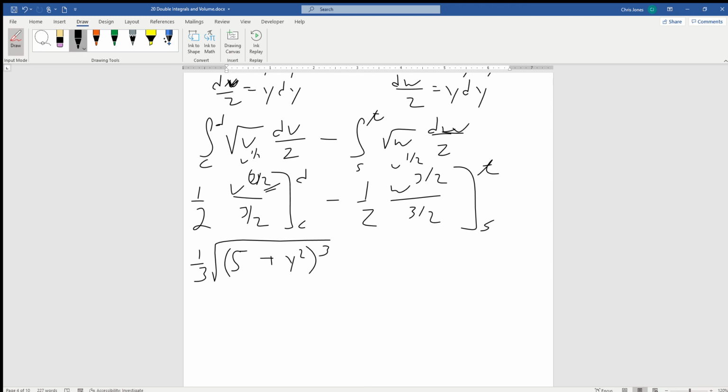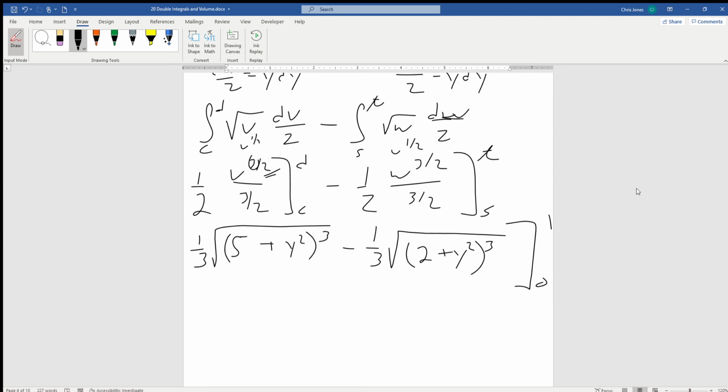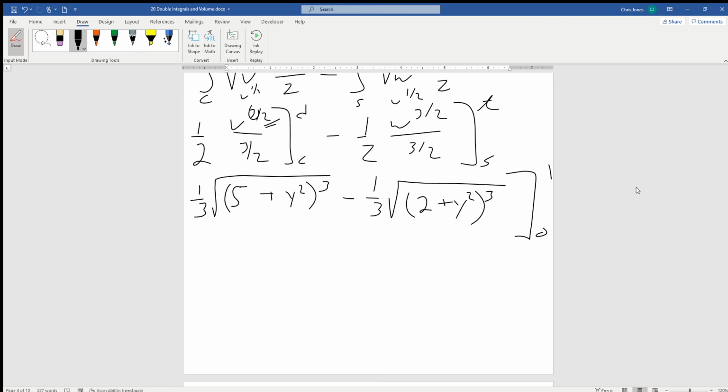cubed. And in a similar vein, this is going to become minus 1/3 square root of 2 plus y squared cubed. All of that ranges from 0 to 1. And now we're just going to apply our fundamental theorem of calculus. We're going to substitute 0 first, then we're going to substitute 1. I'm going to factor out the 1/3 just to make it nice.